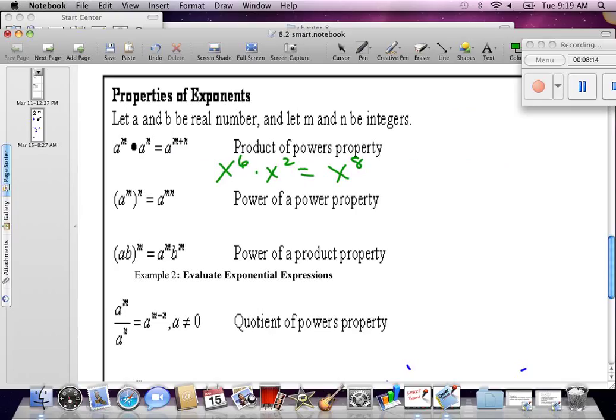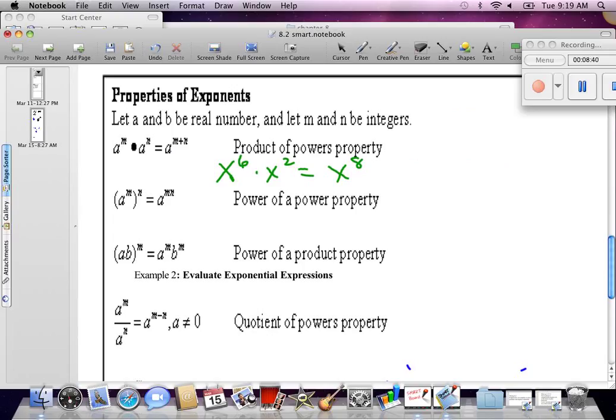Whenever you have the same base, this is called the base. The base can be a number or a letter. It's the same base. Who knows what a coefficient is? Do you guys remember what a coefficient is? We talked about it earlier in the year. You don't have to write this down. If you had a 2 in front of here, the coefficient is the number before your variable.